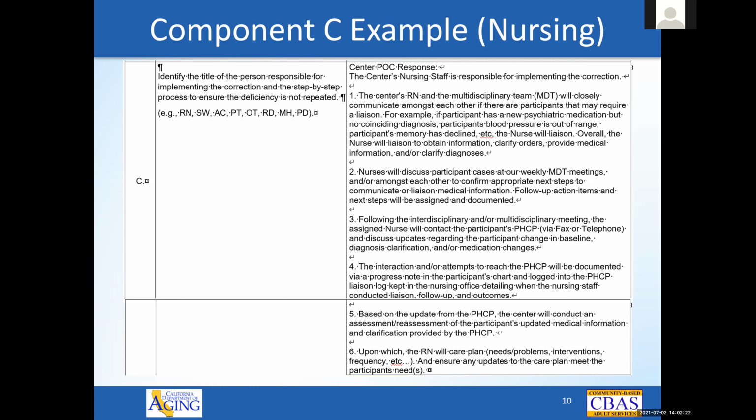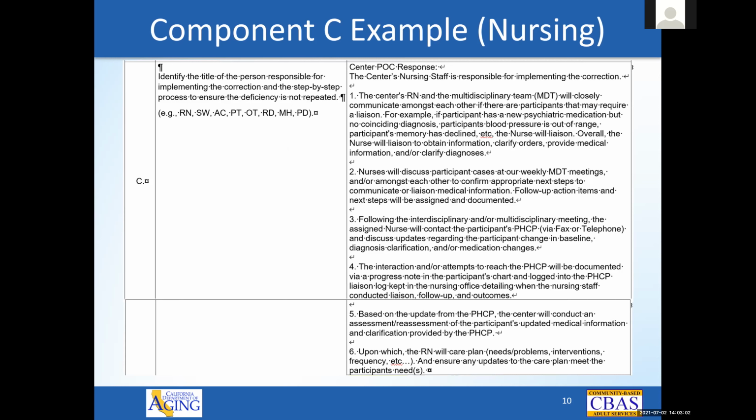For example, if a participant has a new psychiatric medication but no coinciding diagnosis, a participant's blood sugar or blood pressure is out of range, a participant's memory has declined, etc. The nurse will liaison. Overall, the nurse will liaison to obtain information, clarify orders, provide medical information, and/or clarify diagnoses. Step 2, nurses will discuss participant cases at our weekly multidisciplinary team meetings and/or amongst each other to confirm appropriate next steps to communicate or liaison medical information.